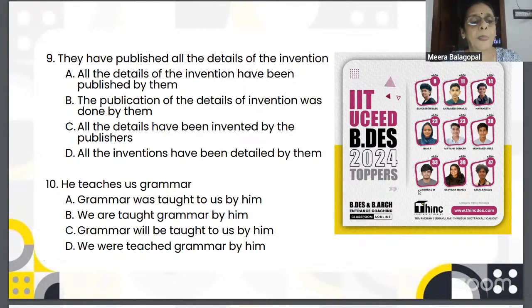So it is A. He teaches us grammar. Can you change it into passive voice? He is a subject, us is the object. So when you change it into passive voice, we are taught, because us is the objective case, we becomes the subjective case. We is plural, are, and the participle form of teach is taught. We are taught grammar by him. Yes, Arun Kumar, you're correct. It is B.